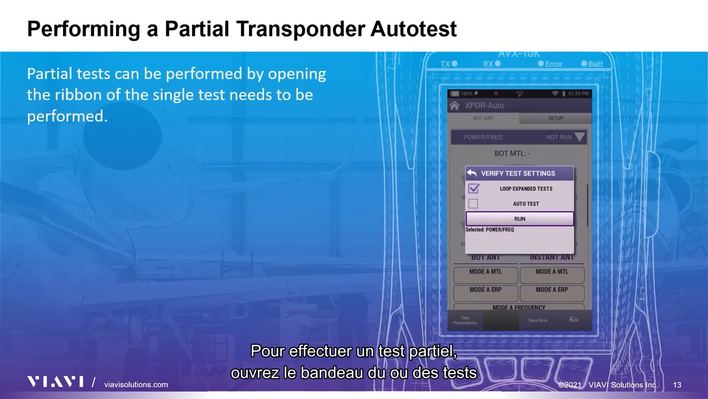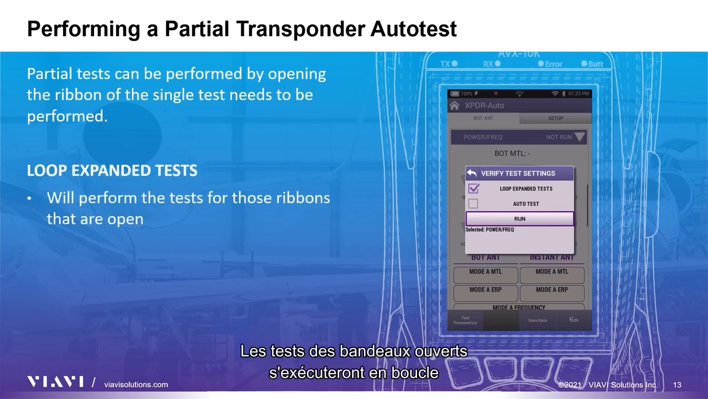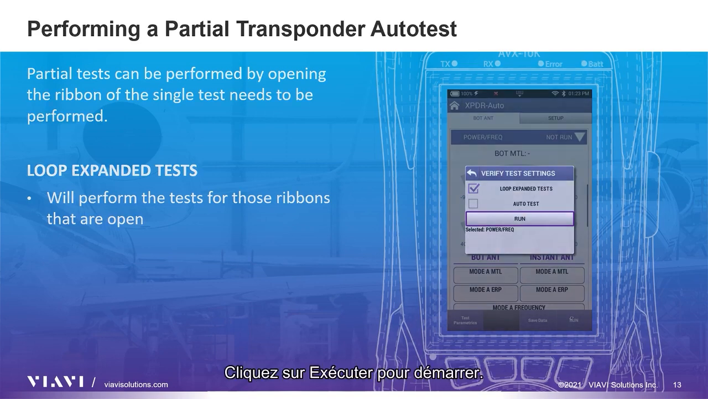To perform a partial test, open the ribbon of the test or tests you want to perform. Now select or tick the Loop Expanded Tests option. The Loop Expanded Tests will loop on all open ribbons, and it will show the user, below the Run button, which ribbons are open. Press Run to initiate the testing.